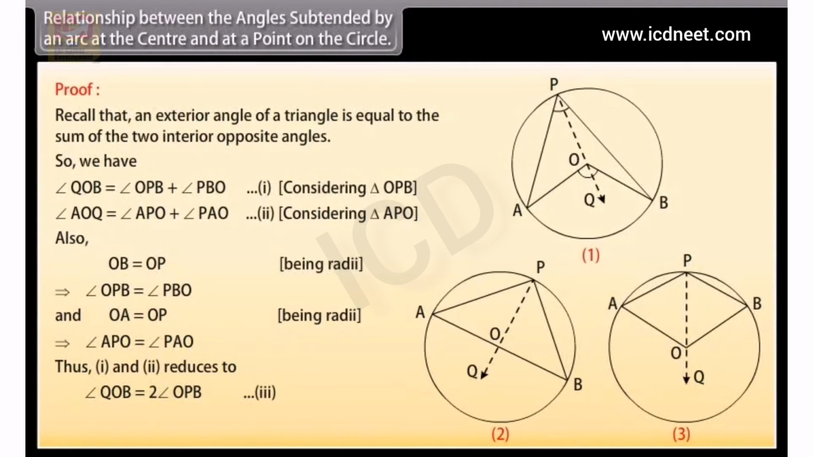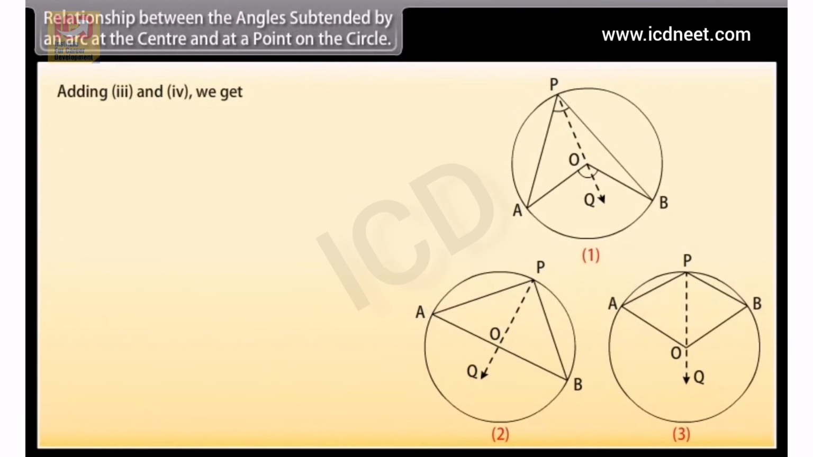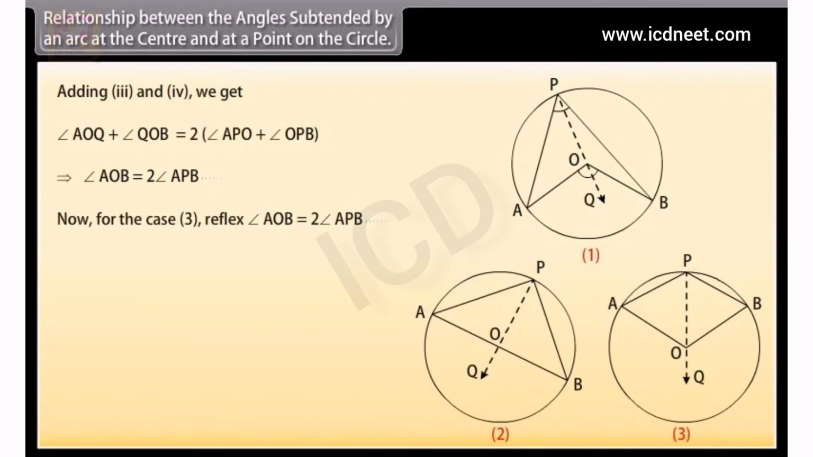OPB, 3. Angle AOQ is equal to 2 angle APO, 4. Adding 3 and 4 we get angle AOQ plus angle QOB is equal to 2 into angle APO plus angle OPB. Similarly, angle AOB is equal to 2 angle APB. Now for the case 3, reflex angle AOB is equal to 2 APB, hence proved.